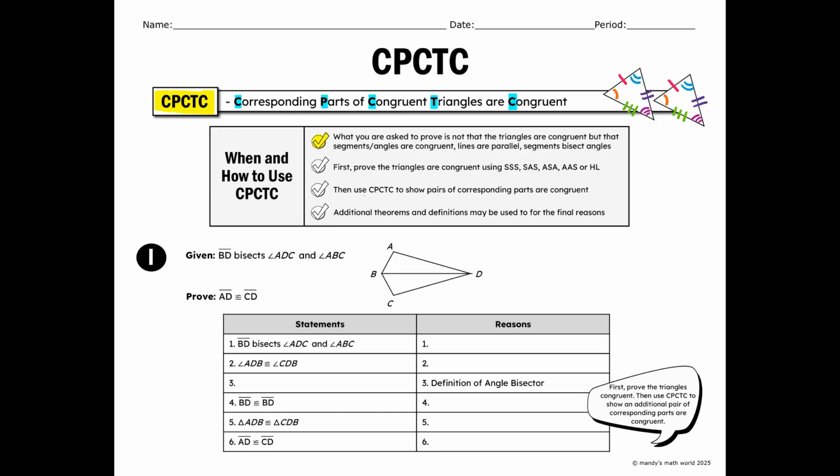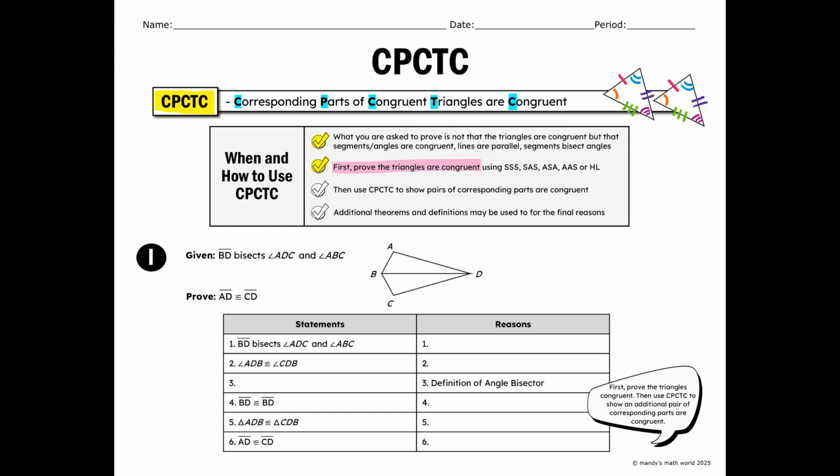The first is when what you are asked to prove is not that the triangles are congruent, but that maybe segments and angles are congruent, or lines are parallel, or segments bisect angles, etc. But first, before you use CPCTC, you must prove the triangles are congruent, which we've done in previous lessons.